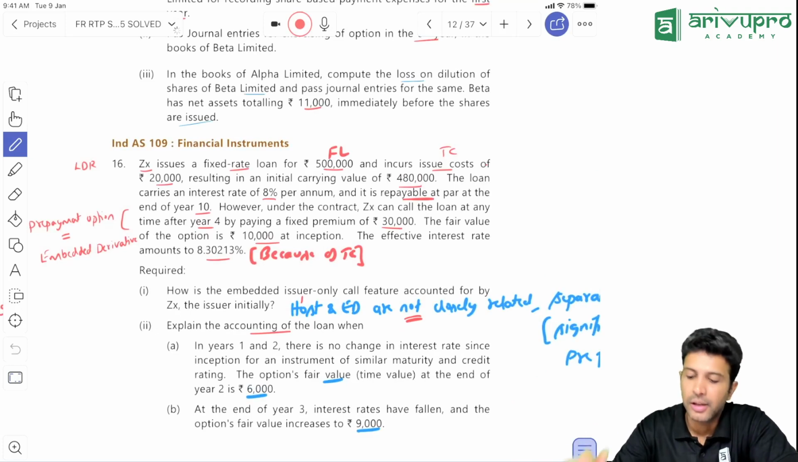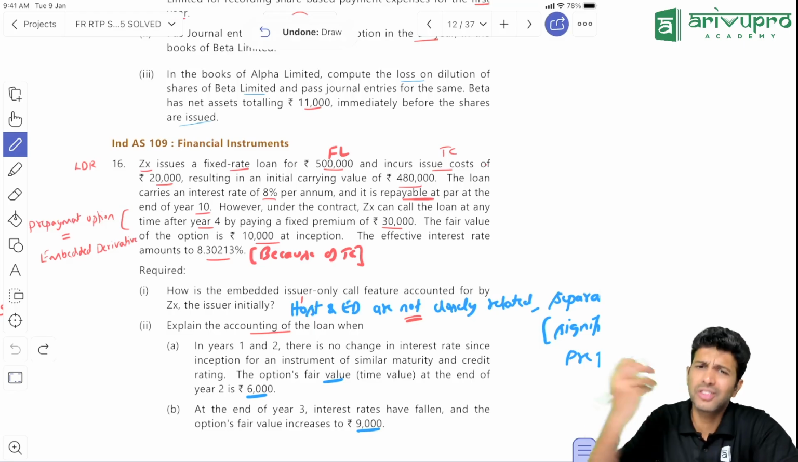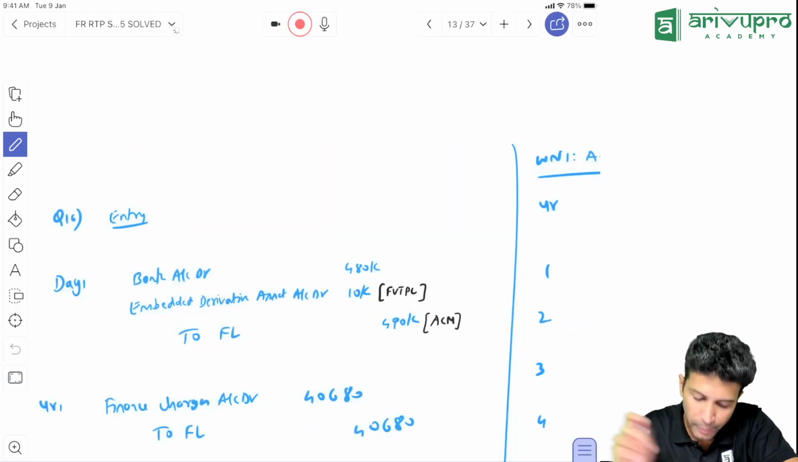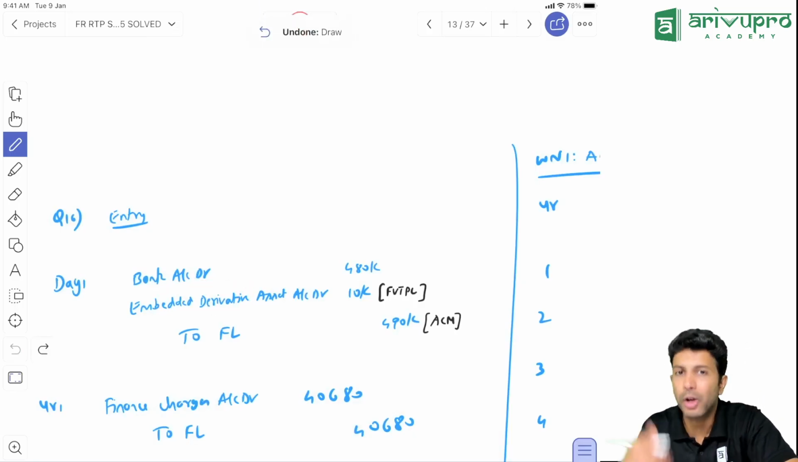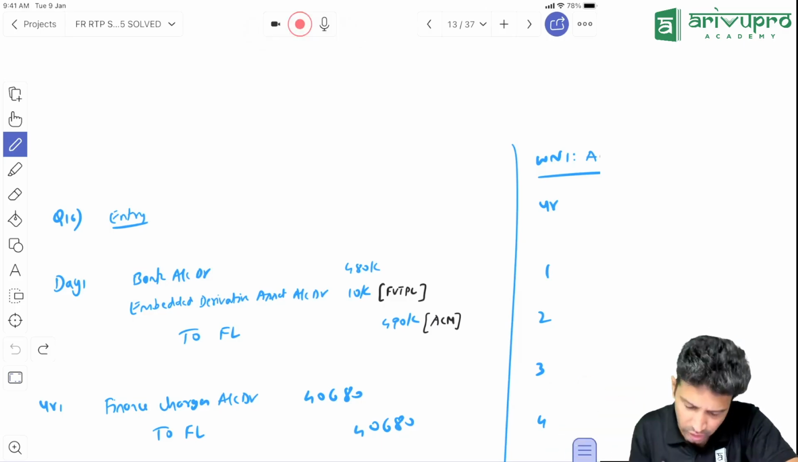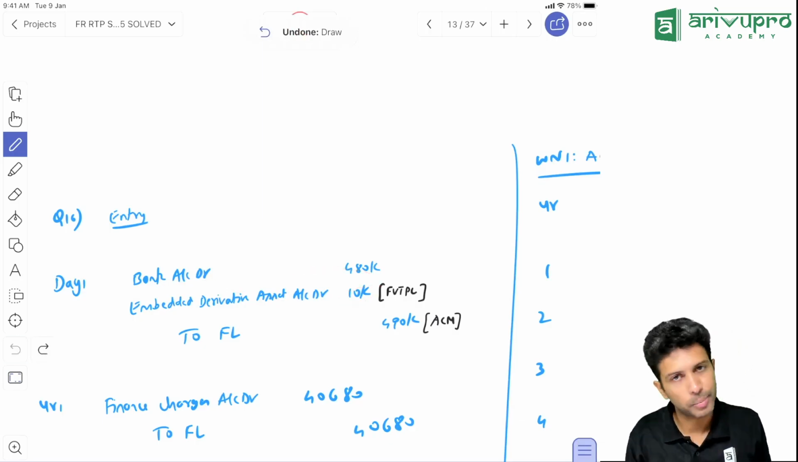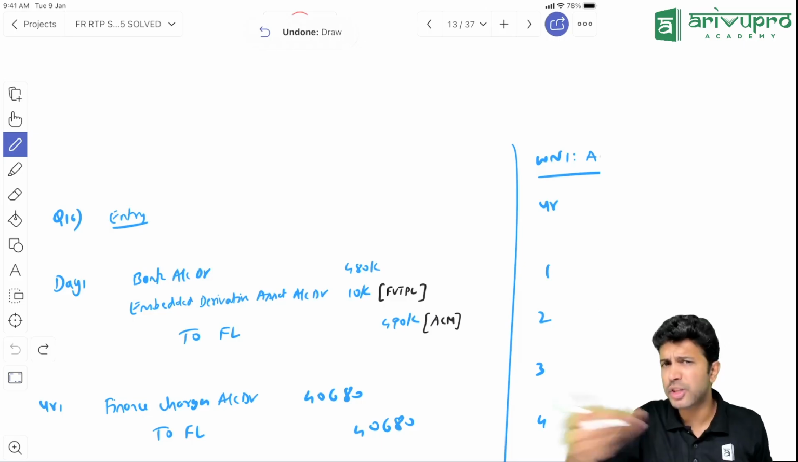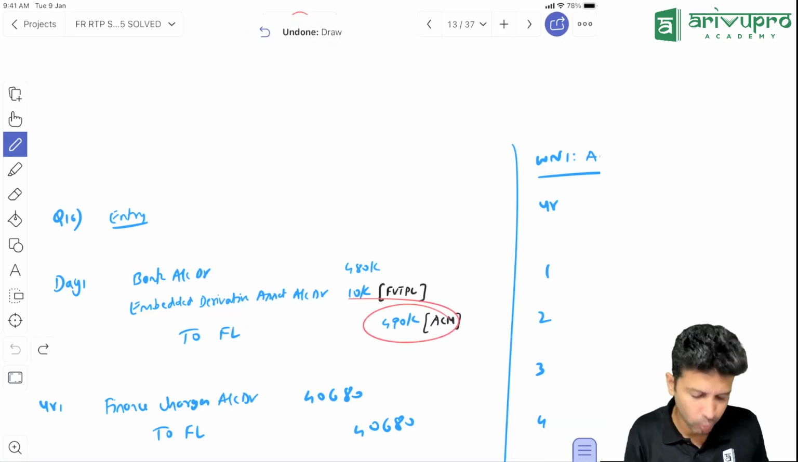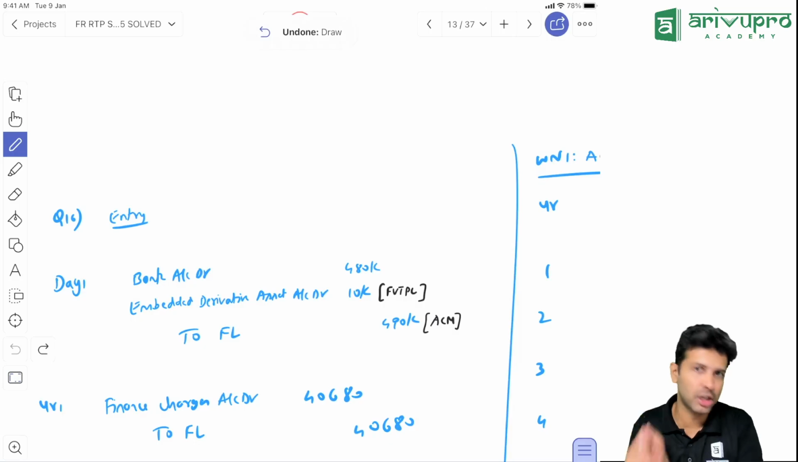That call option, how much is the fair value of that call option? The fair value of that call option is 10,000. That is your embedded derivative. So you will pass embedded derivative asset account debit. You are paying for it, right? You are paying a premium. Whenever you pay the premium, you call it an embedded derivative asset. How much value? 10,000 rupees. And credit will be given to the financial liability, since you have issued the debentures or a loan, 4,90,000.